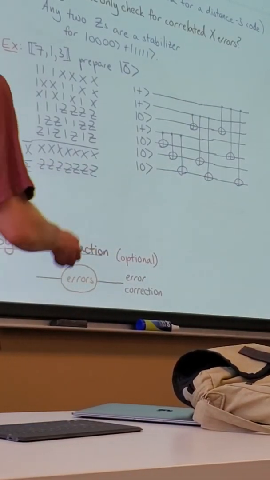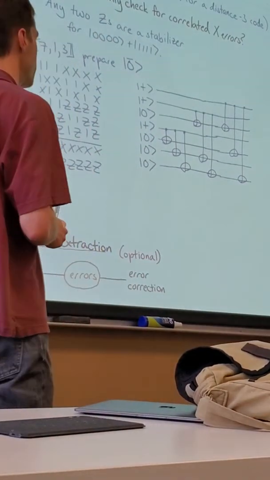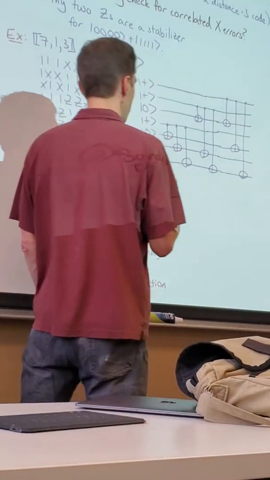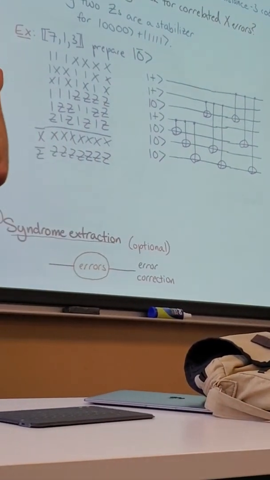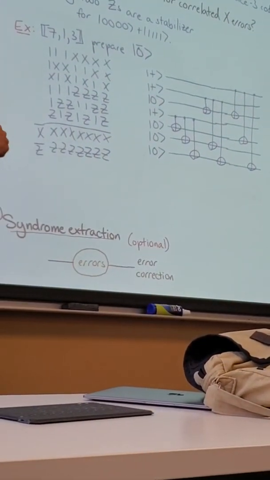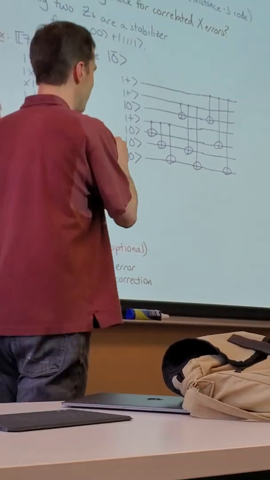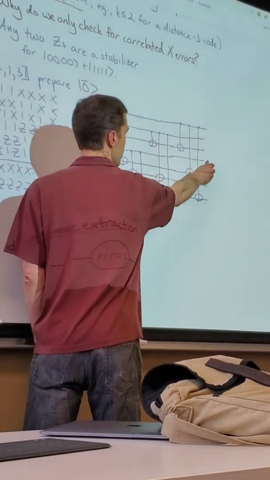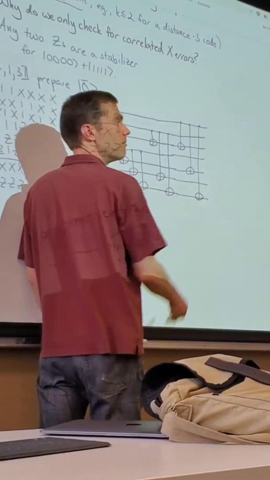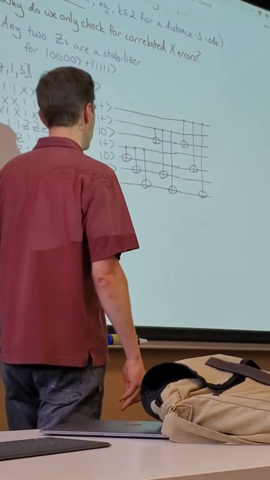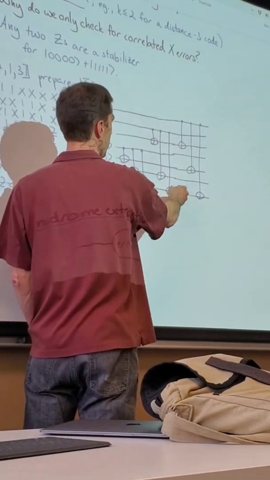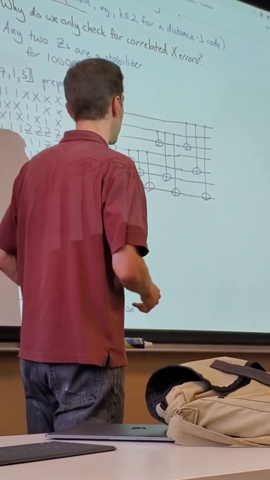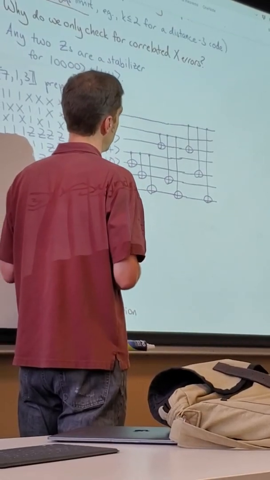Okay, so this prepares the state. Then the question is, how do you prepare it fault-tolerantly? We have the same issue that we had before. Let's start with that. If you have an X fault here, it's copied into a weight 2 X error, which is bad. Or a fault here is copied into a weight 2 X error, or a fault here is copied into a weight 2 X error. So those are all bad.